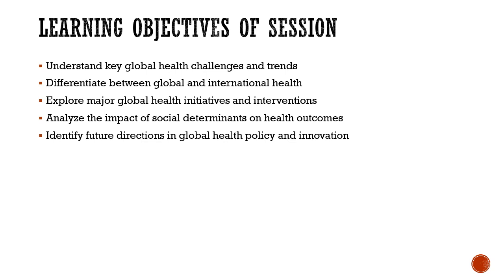In this session, we will cover five key learning objectives. First, to understand major global health challenges and trends. Second, to differentiate between global health and international health. Third, to explore key initiatives and interventions that have shaped global health. Fourth, to analyze how social determinants influence health outcomes. And finally, to identify possible future directions in global health policy and innovation. These objectives will guide us step by step through the presentation.